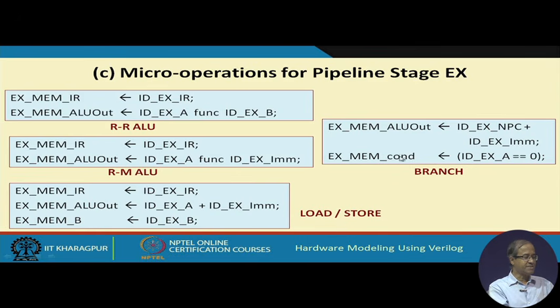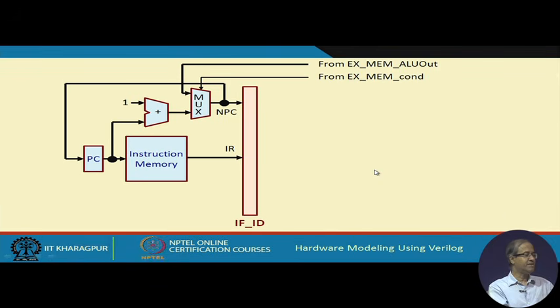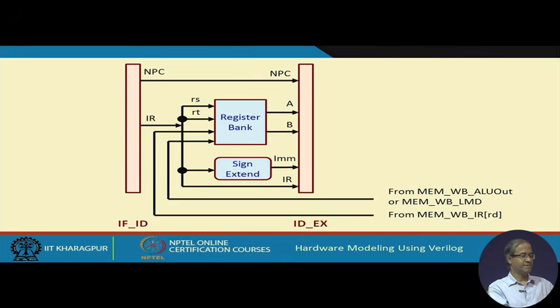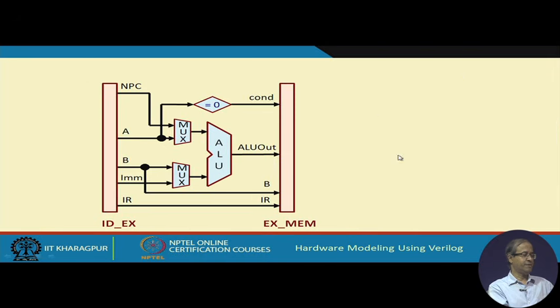You recall this EXMEM cond actually is being used here. You see earlier this EXMEM cond I showed here in the instruction fetch stage, this is coming from there. Okay. So, the EX stage, the hardware will look as simple as this: ALU with some multiplexer, it can either come from NPC, or these are all part of this latch NPC, A, B, IMM, IR. So, all these registers are here, and in the output here cond is there, ALU out is there, B is there, IR is there.